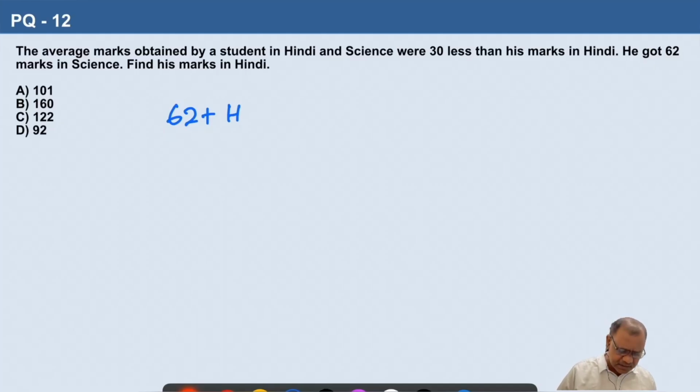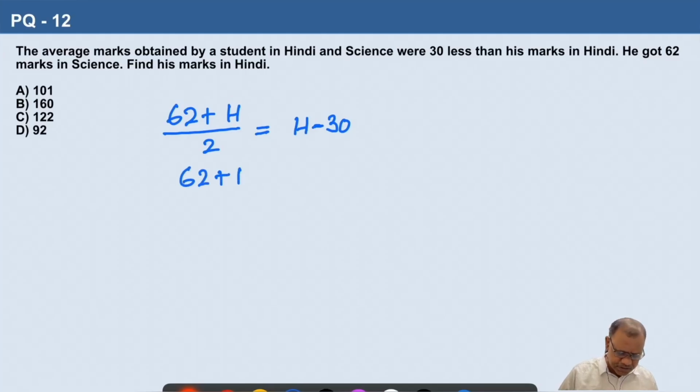So, this is the total marks in Science and Hindi, and the average is this divided by 2. 62 plus H, the sum of the marks in Science and Hindi, divided by 2 gives the average of both the subjects. This average is equal to 30 less than the marks in Hindi, so it equals H minus 30. Now simplify this and find the value of H that gives the marks in Hindi.